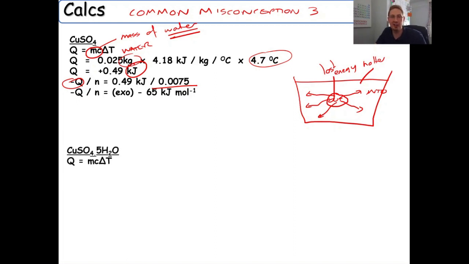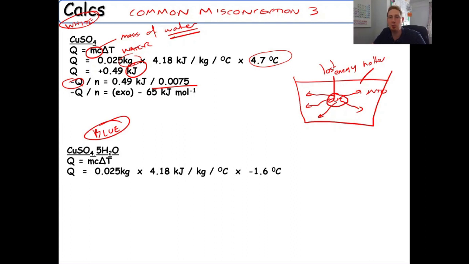For the hydrated crystals, so these were the white ones, these ones were the blue ones, and actually what you found was this energy change was slightly endothermic. The water got slightly colder. Again, it's the mass of the water that's really important, because that's what you're measuring the temperature change of.